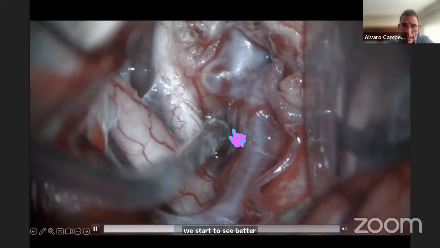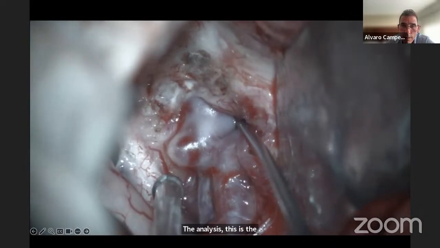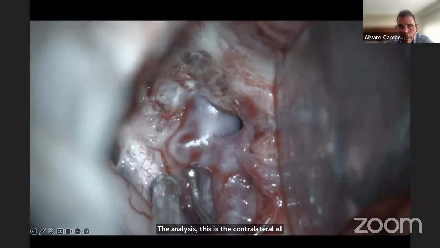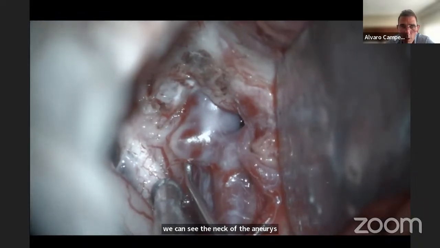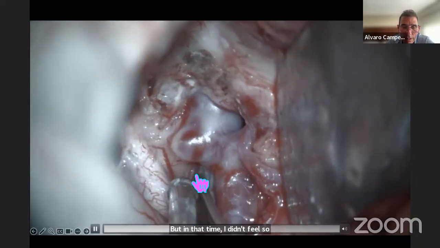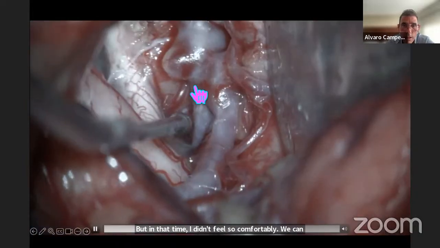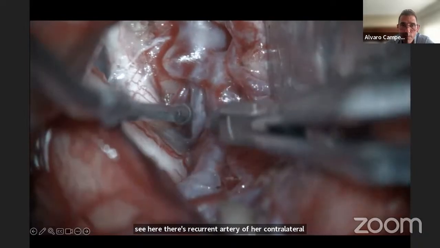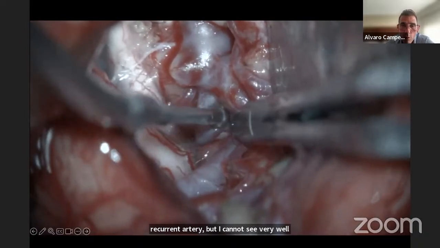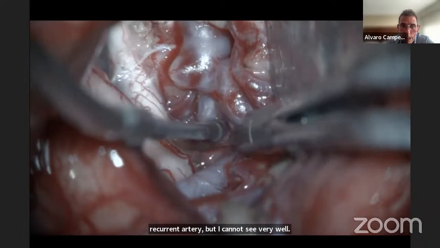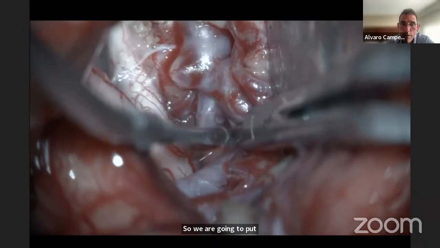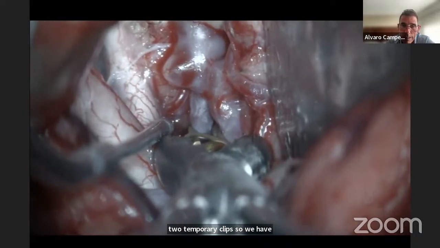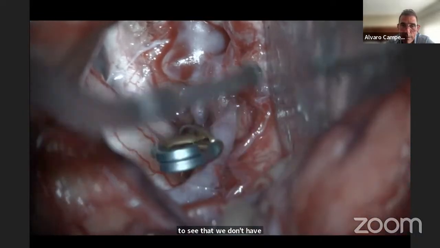This is the contralateral A1. We can see the neck of the aneurysm, but at that time, I didn't feel so comfortable. We can see here the recurrent artery of Heubner, the contralateral recurrent artery, but I cannot see very well. So we are going to put two temporary clips. So we have to make sure that we don't have any perforating artery and recurrent artery.